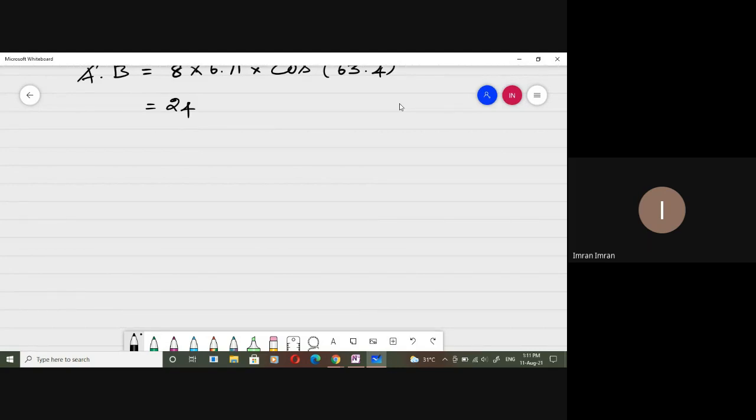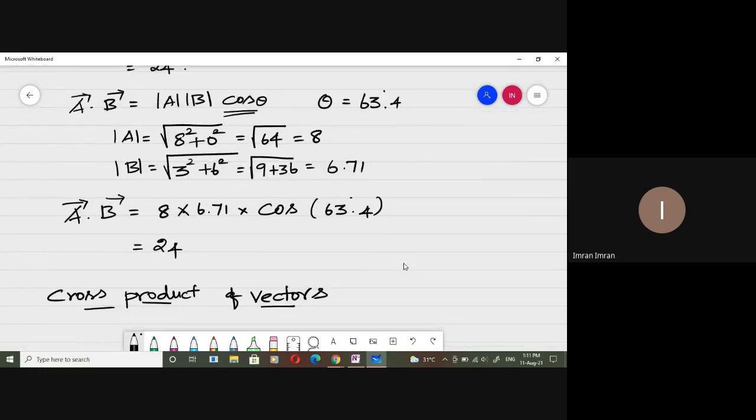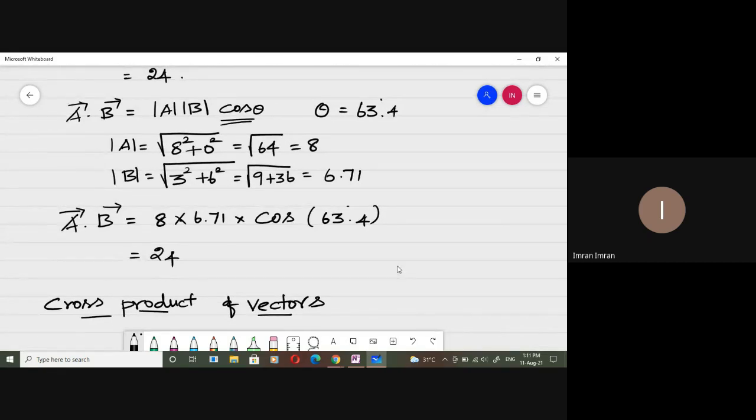In the same way, another concept is cross product. Cross product of vectors. What is meant by cross product of vectors? In the dot product, we obtain only the magnitude, but not direction. We obtain only magnitude, but not direction.